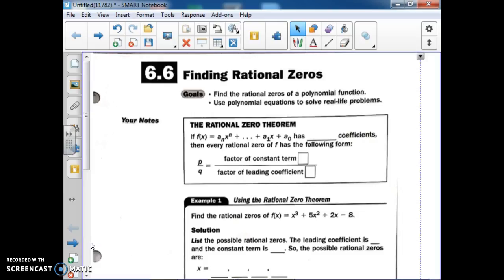So this is just to help you list all of the possible rational zeros, okay? Because last week we were given the possible ones. Now we have to write them ourselves, okay? So let's talk about the rational zero theorem.